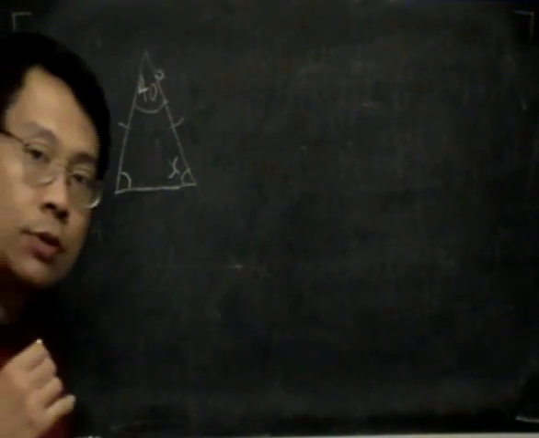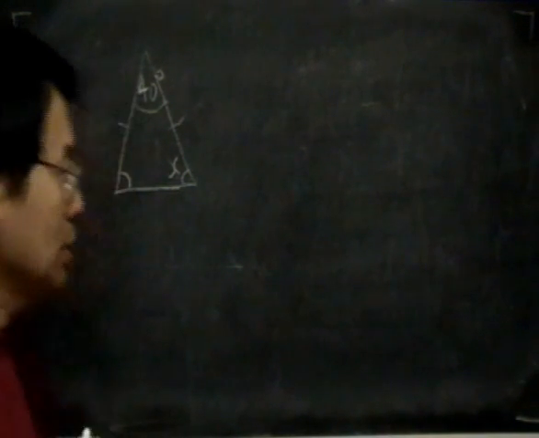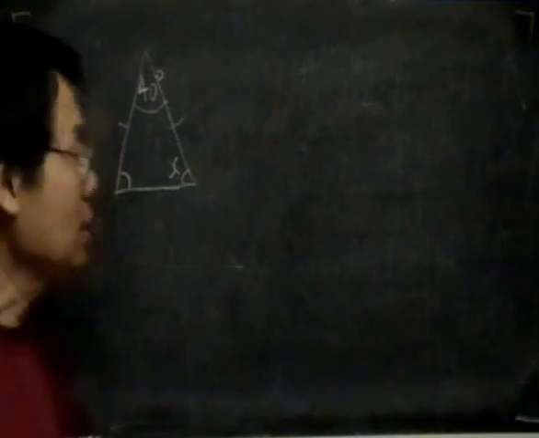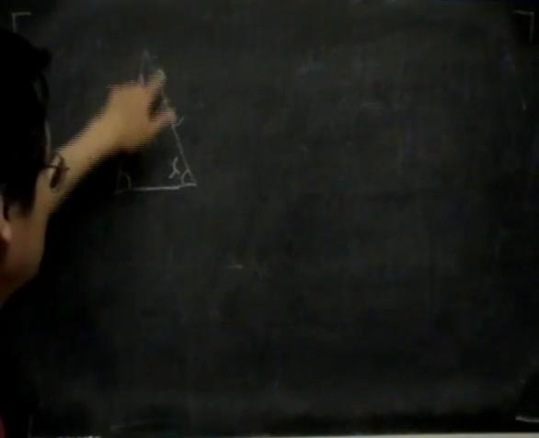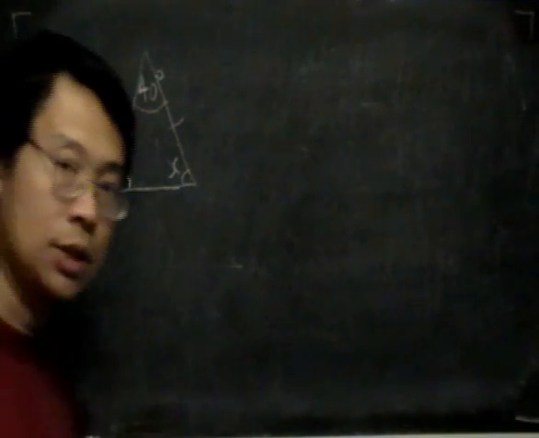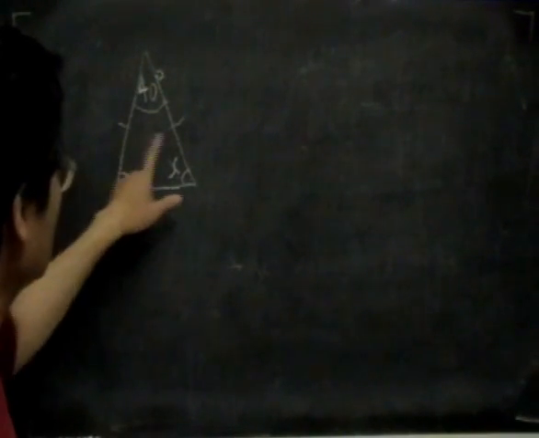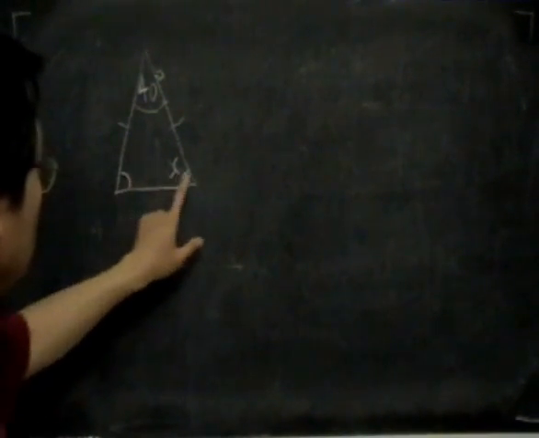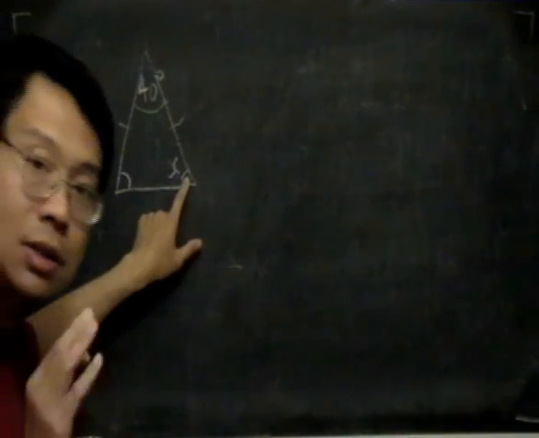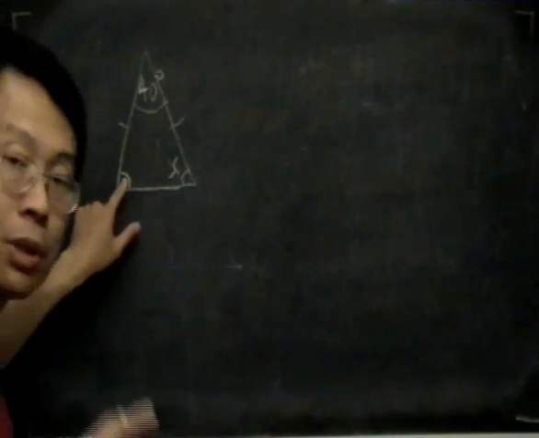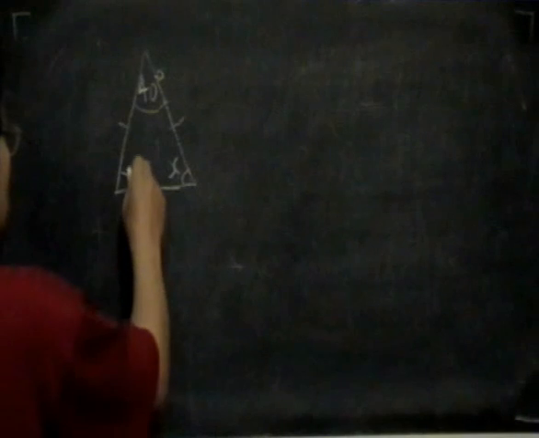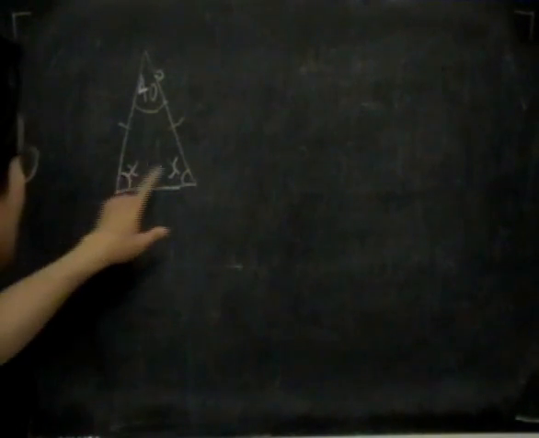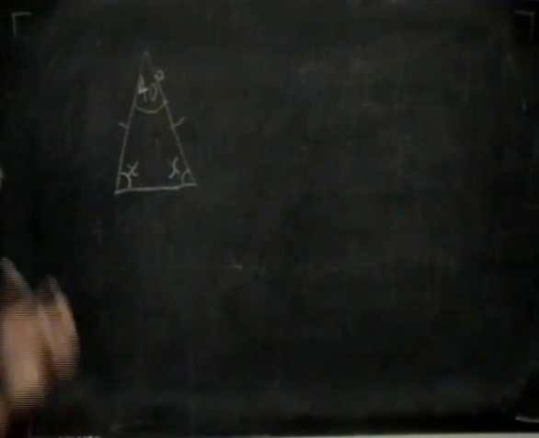So the first step is to remember that because this is an isosceles triangle, because these two sides are equal, therefore those two angles are equal. So that if that angle is x, this angle must also be x. So I have x there. Alright.